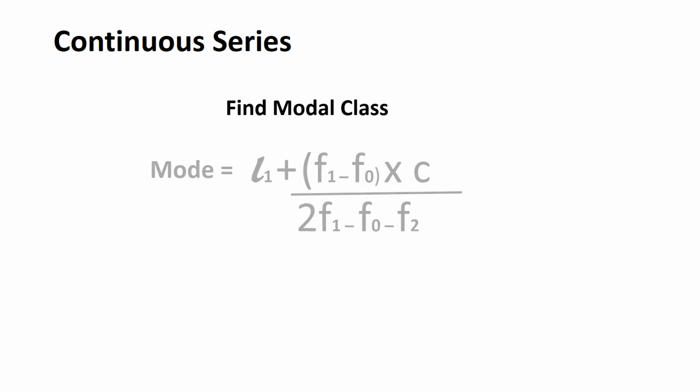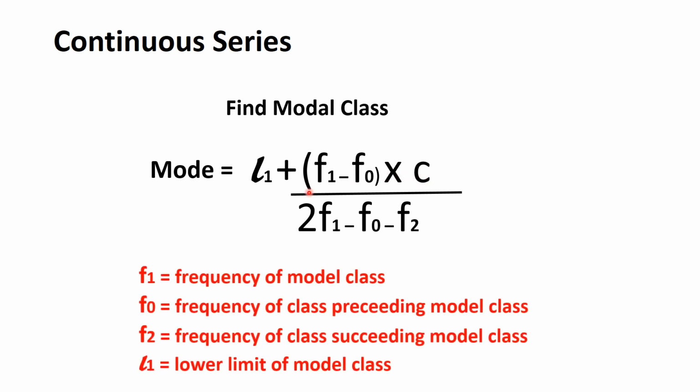Now in the case of a continuous series, here we have to apply a formula. Before that, we have to find the modal class. The class intervals will be given and we have to find the modal class. And the formula is as follows: Mode is equal to L1 plus (f1 minus f0) into c divided by (2f1 minus f0 minus f2).